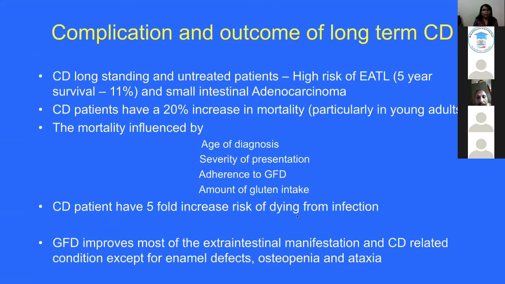What are the long-term complications of celiac disease? Long-term untreated patients with celiac disease have a high risk of enteropathy associated T cell lymphoma. They can develop intestinal adenocarcinoma. These patients have higher mortality, especially when the disease occurs at a younger age. This mortality is influenced by the age at which diagnosis occurs, how severe the presentation is, how much the patient is adhering to a gluten-free diet, and how much gluten he is consuming.